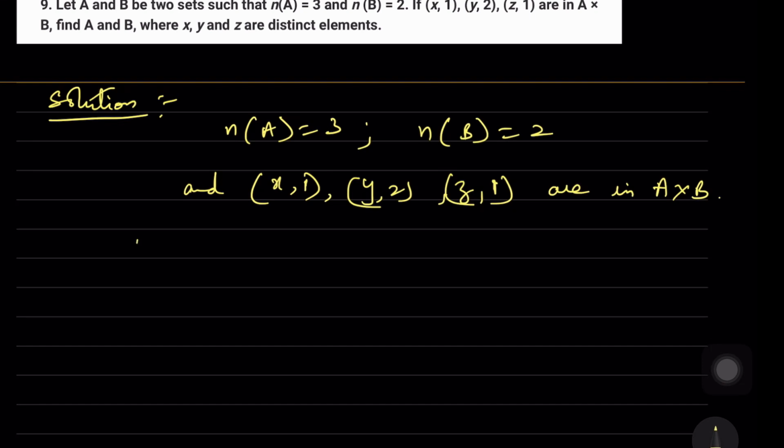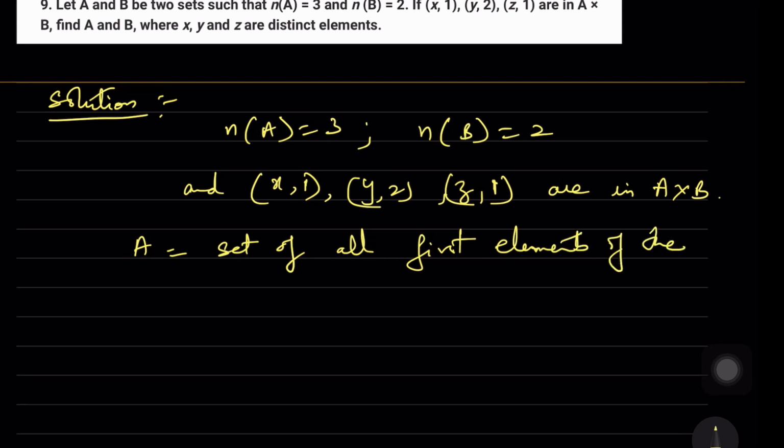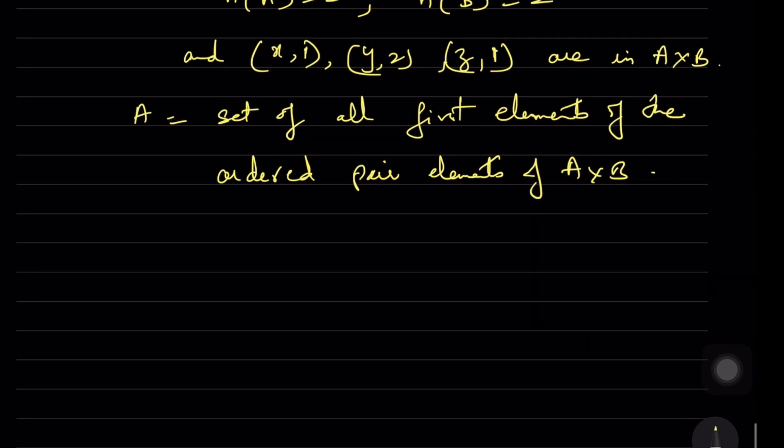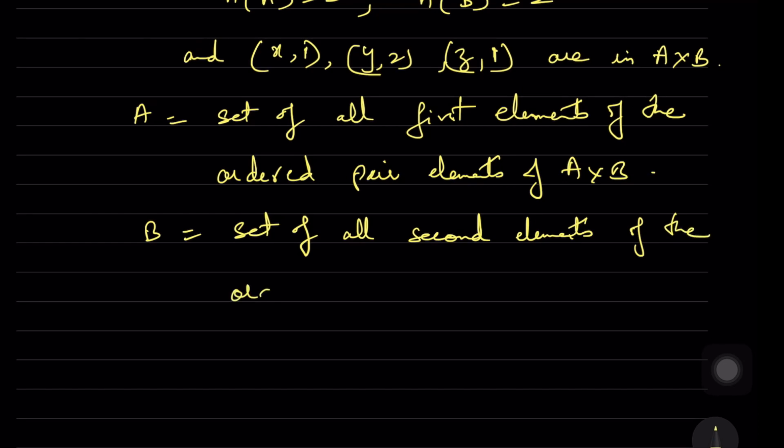So we know that A is equal to the set of all first elements of the ordered pairs that are elements of A cross B, and B is equal to the set of all second elements of the ordered pairs that are elements of A cross B.